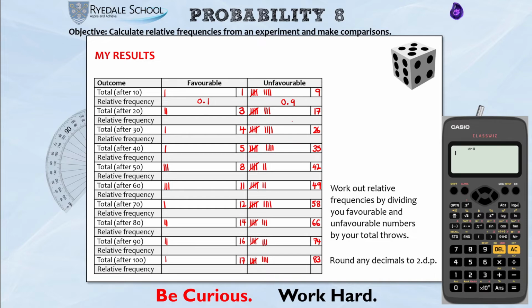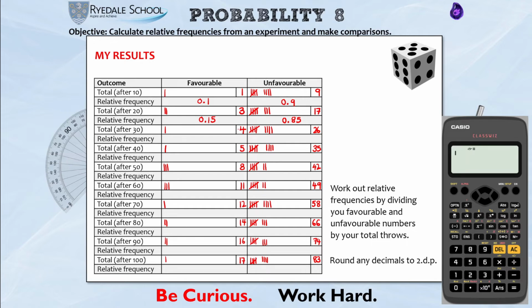When I do my next row in my table, it is now after 20 throws and I've had 3 out of 20. So I would type into my calculator 3 divided by 20. Which I know is 0.15, and 17 divided by 20 is 0.85. And what you might notice about each row is they add up to a total of 1, because favourable and unfavourable are mutually exclusive. These are the only 2 things that can happen, so they have to add up to 1.